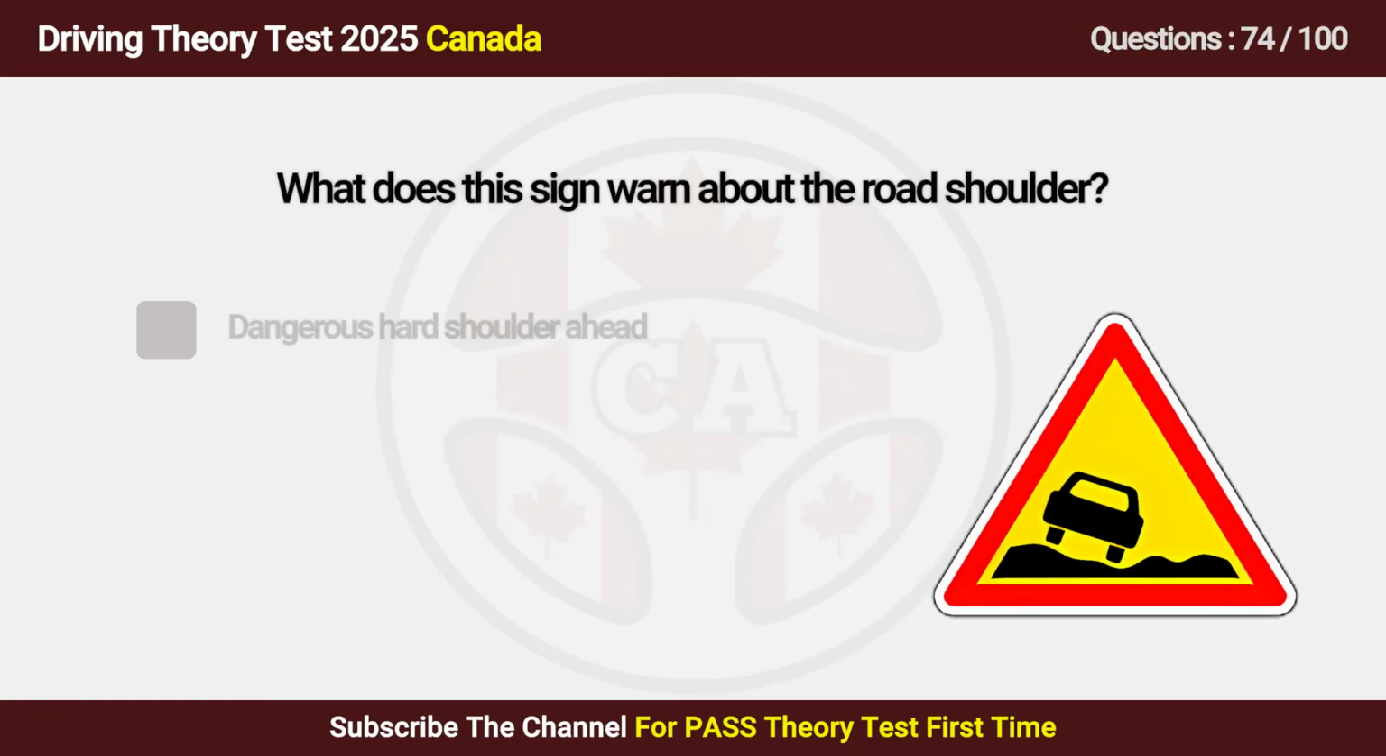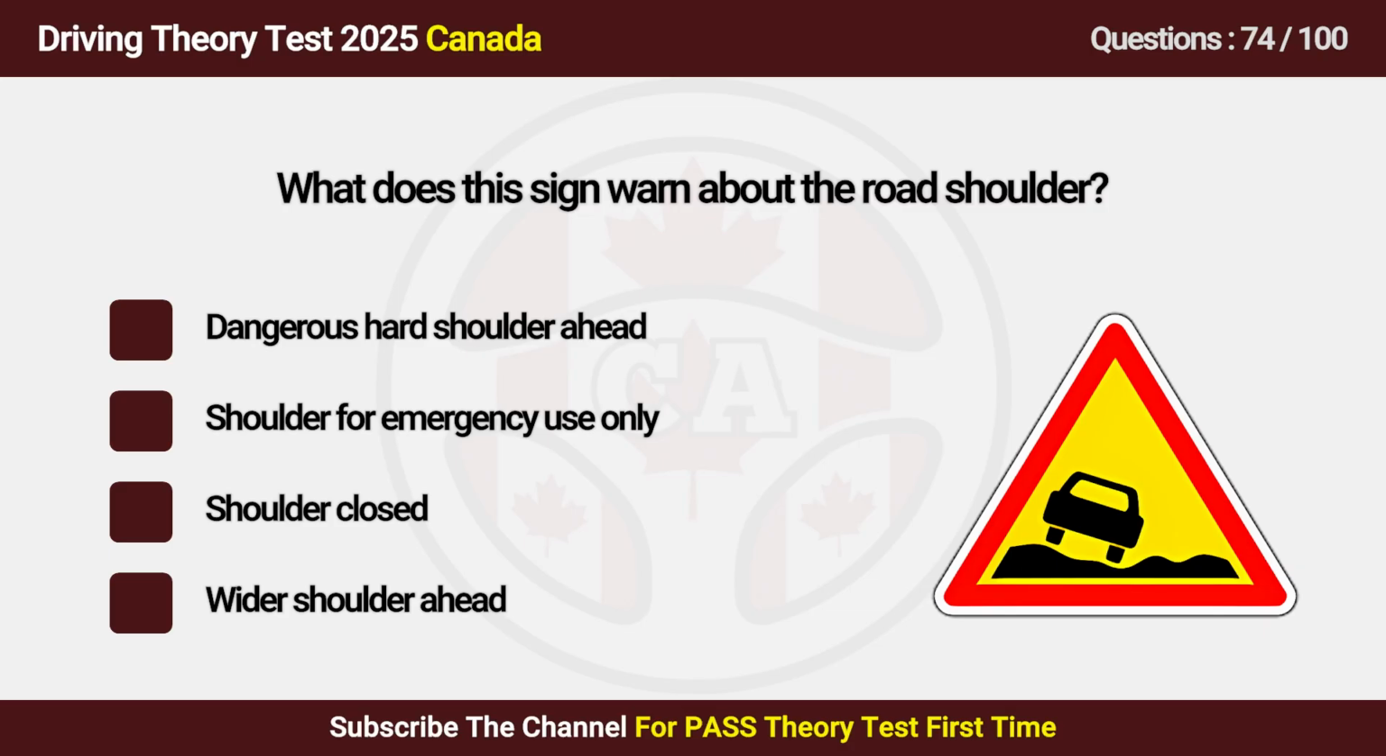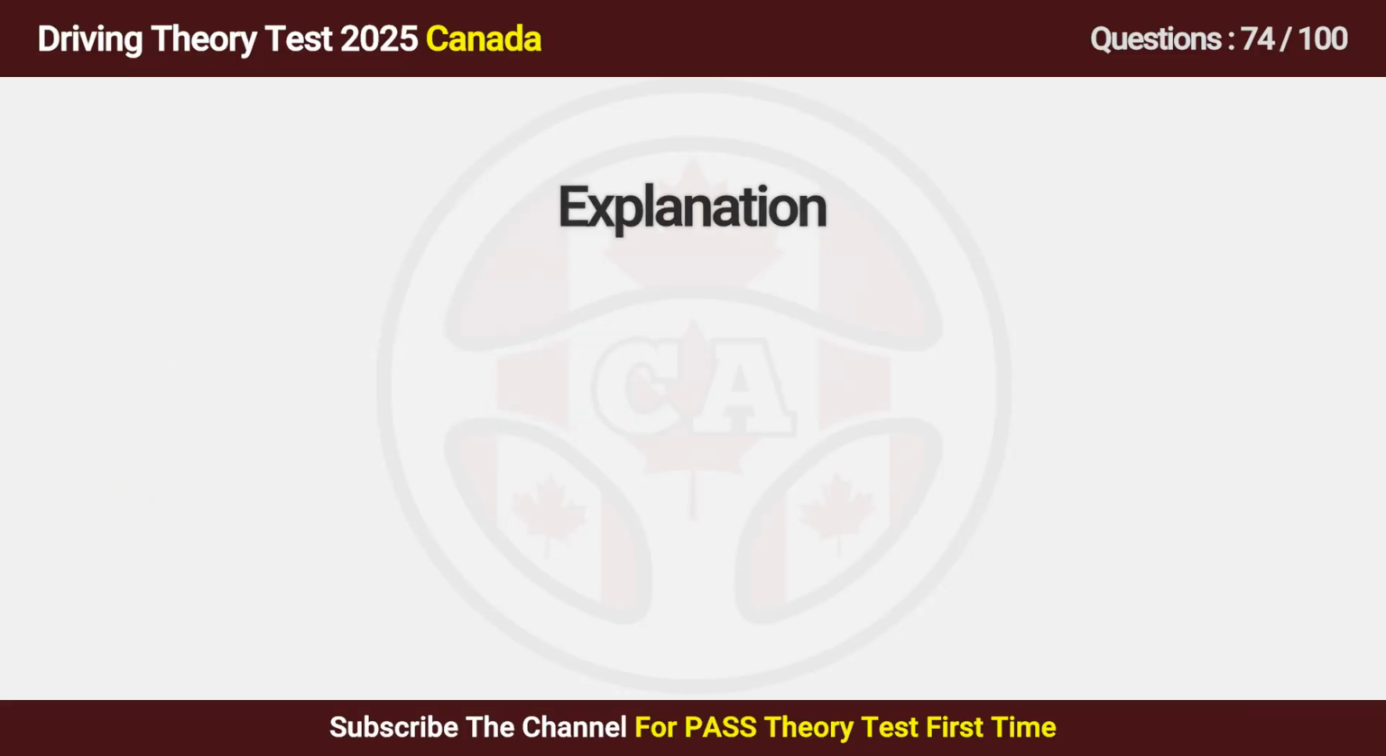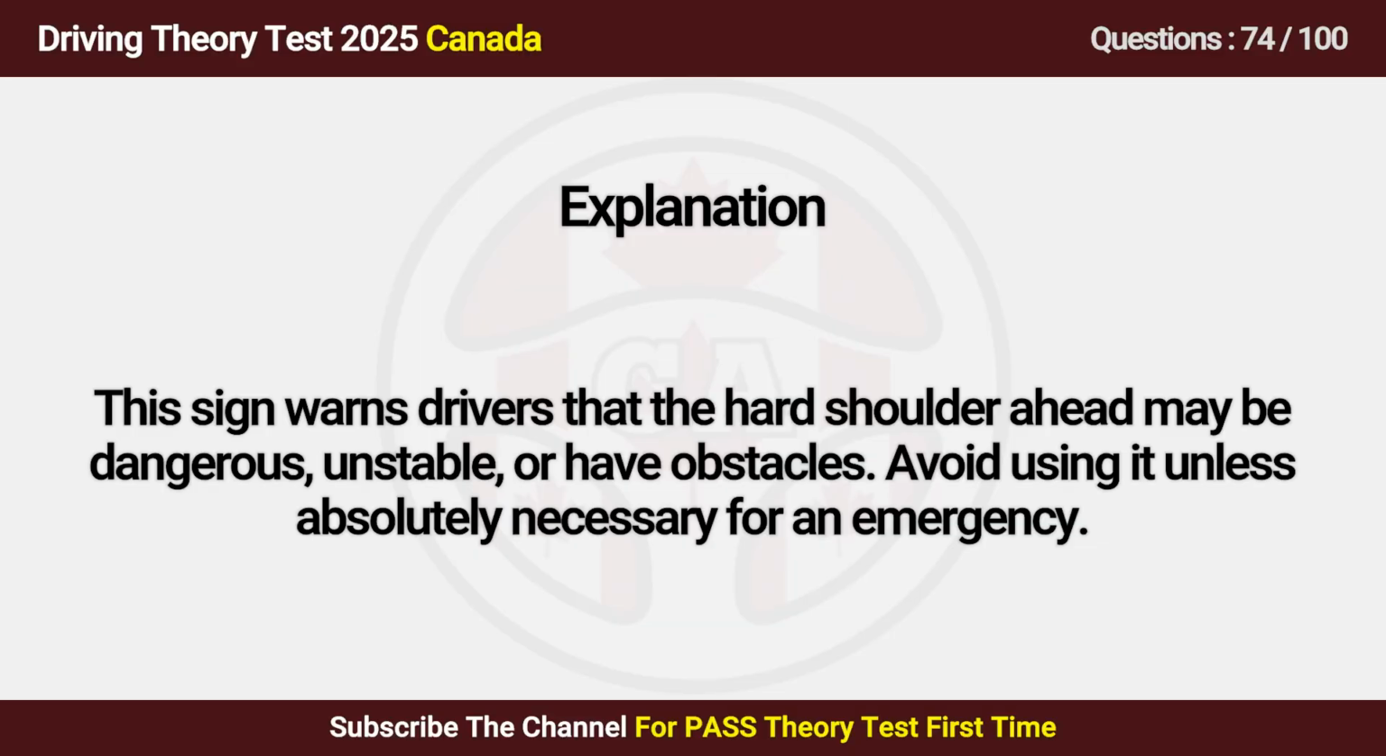Question 74. What does this sign warn about the road shoulder? A. Dangerous hard shoulder ahead. B. Shoulder for emergency use only. C. Shoulder closed. D. Wider shoulder ahead. Answer is A. Dangerous hard shoulder ahead. This sign warns drivers that the hard shoulder ahead may be dangerous, unstable, or have obstacles. Avoid using it unless absolutely necessary for an emergency.